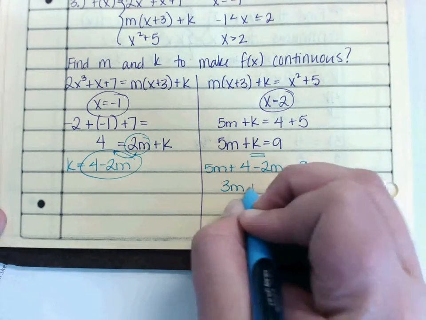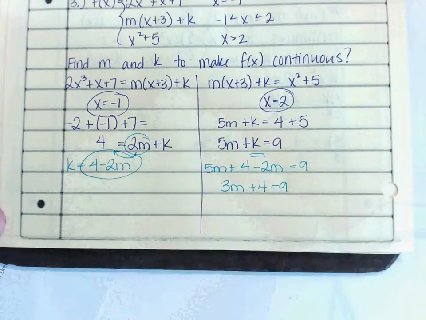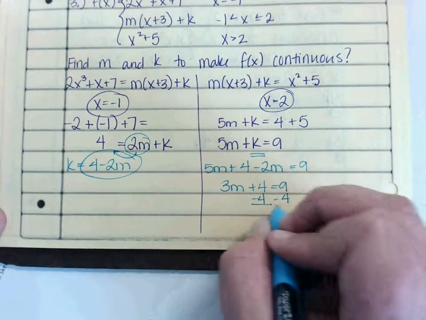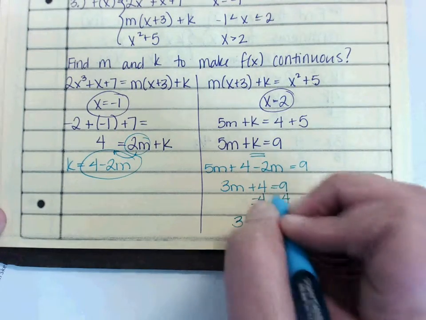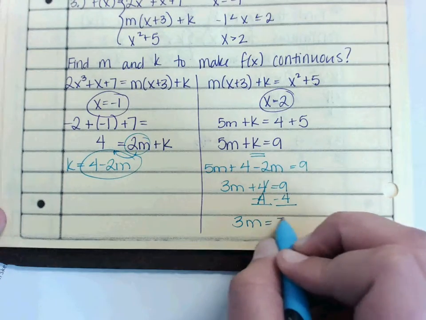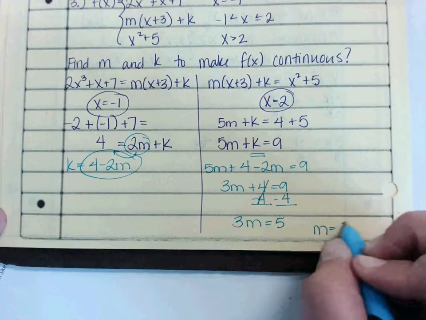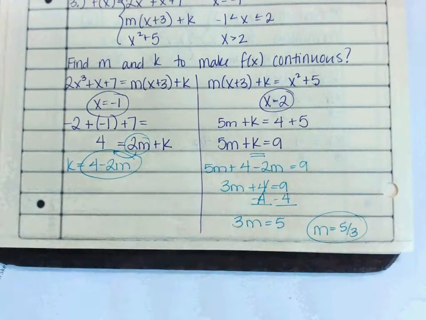3m plus 4 is 9. What's my next step? Subtract 4. Okay, subtract the 4. Divide by 3. Good. So 3m is going to give me, 4's cross out, that's a 5. Divide by 3, I get 5/3. So far, so good?